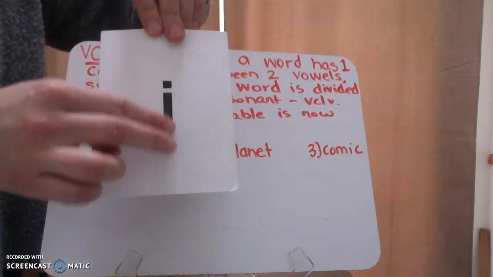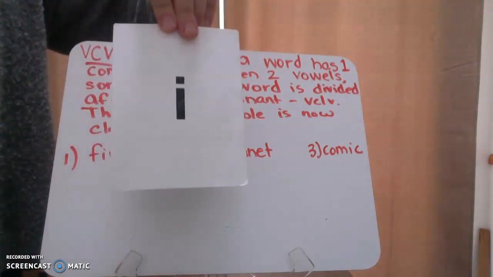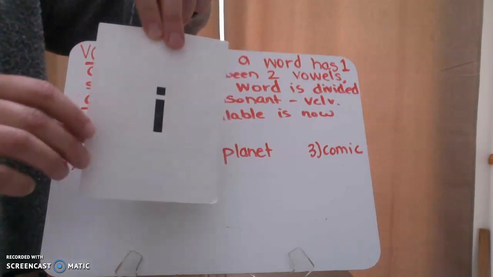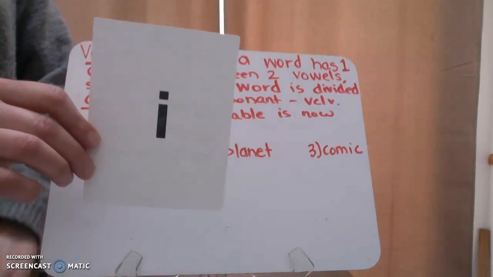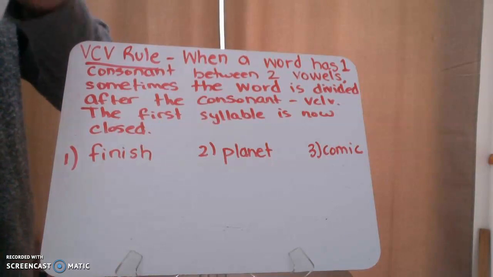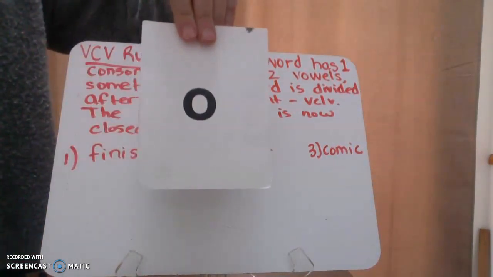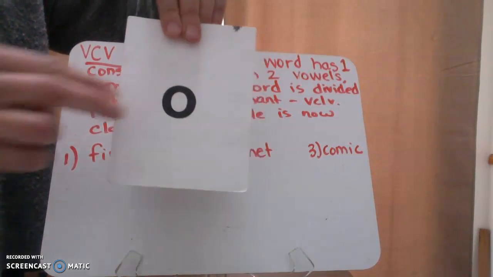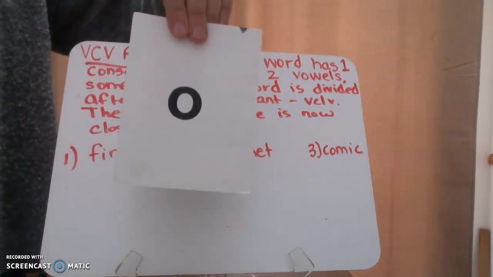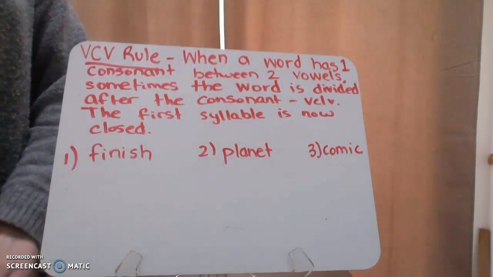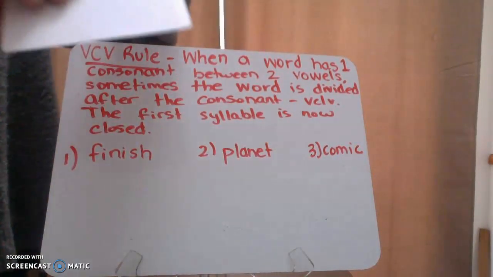First sound, I, igloo, I. Second sound, I, hi, I, at the end of an open syllable word. First sound, O, octopus, ah. Second sound, O, no, O, when at the end of an open syllable word.